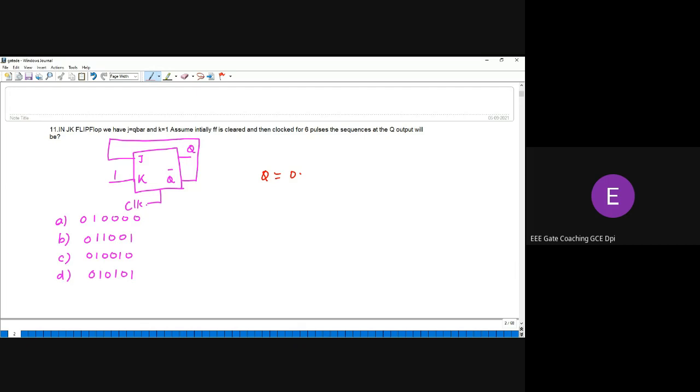Then after the 6th clock pulse, what will be your output? Initially the output is 0. After the 6th clock pulse you have to tell the sequence. So these are your options: A, B, C, and D. Can anyone find the answer for this question?